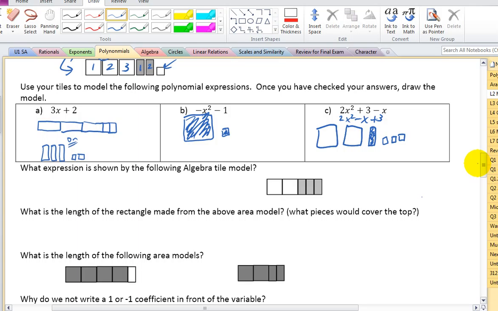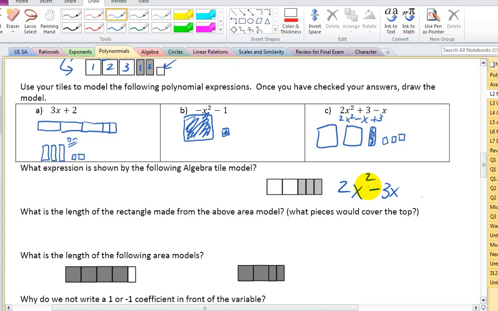Now we're going the other direction. I give you an area model like this, and you have to tell me what expression it represents. How many x squareds are there? 2. How many x tiles? Dion? 3. And what's so special about those 3 x tiles? They're negative, so you have to put the negative sign in front of the 3.